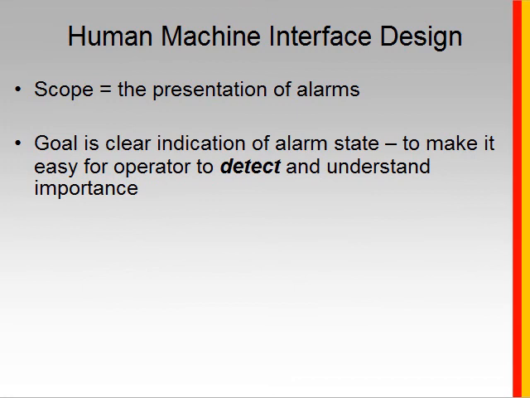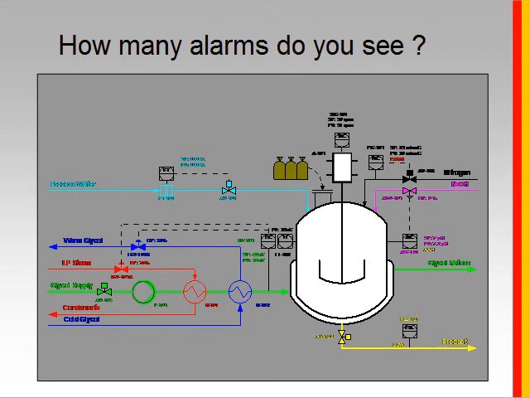The second activity in design is HMI design. Again, we're talking about the presentation to the operator. And the goal of the HMI, first and foremost, is to present the information to the operator so he can quickly detect the presence of an alarm. It's all about detection first. And what we want to do is make sure that the state of alarm information is presented unambiguously so the operator can clearly see that there's the presence of an alarm.